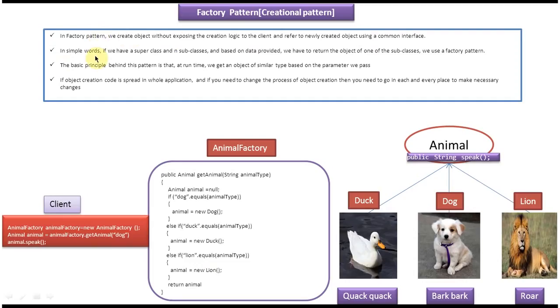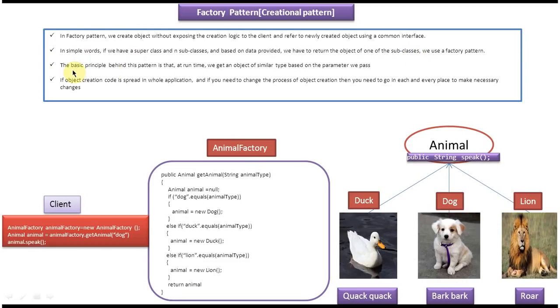Now we will go to the second sentence. In simple words, if we have a superclass and n subclasses, and based on the data provided, we have to return the object of one of the subclasses. So in this case, the superclass is animal, and duck, dog, and lion are the subclasses, and based on the animal type you passed, this method is returning one of the subclass objects, right? That is what is mentioned in the second sentence.